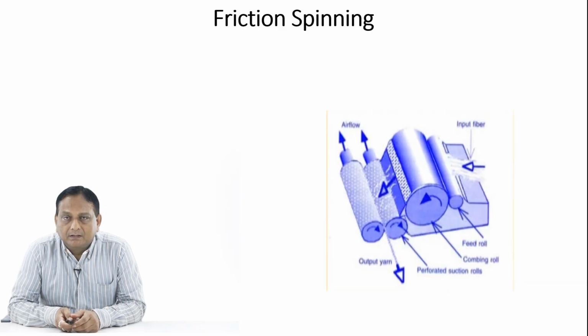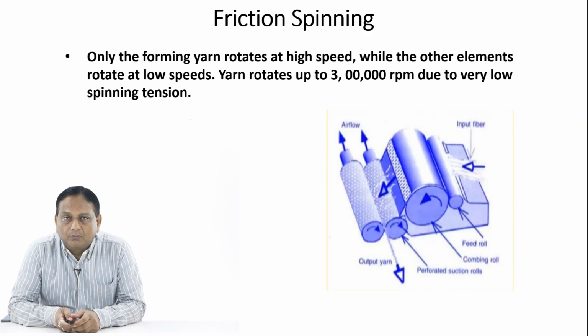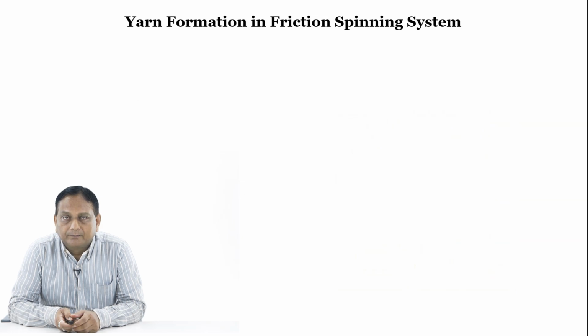Now let us see the schematic diagram of friction spinning, and what actually happens. Only the forming yarn rotates at high speed, while the other elements rotate at low speeds. Yarn rotates up to 3 lakh RPM due to very low spinning tension. So you can see in this figure the spinning tension is very low here.